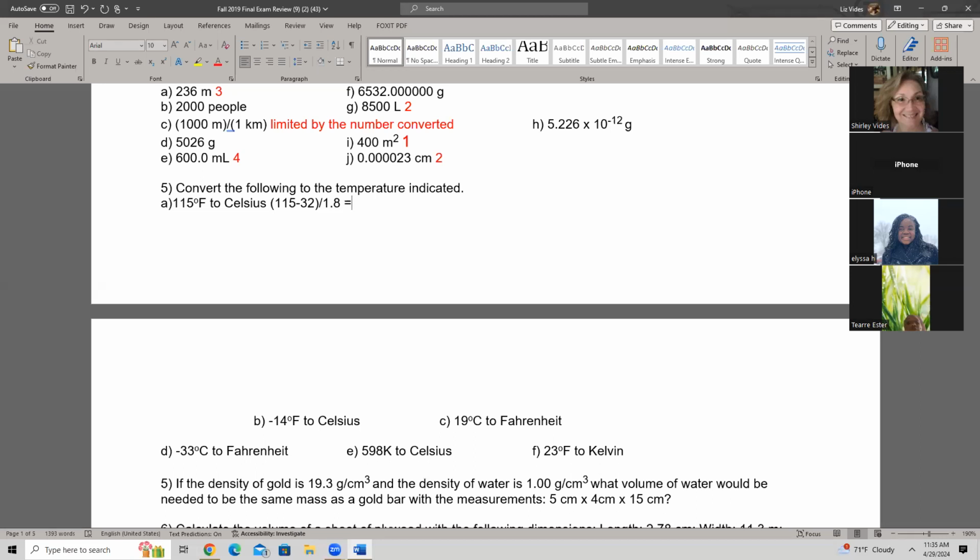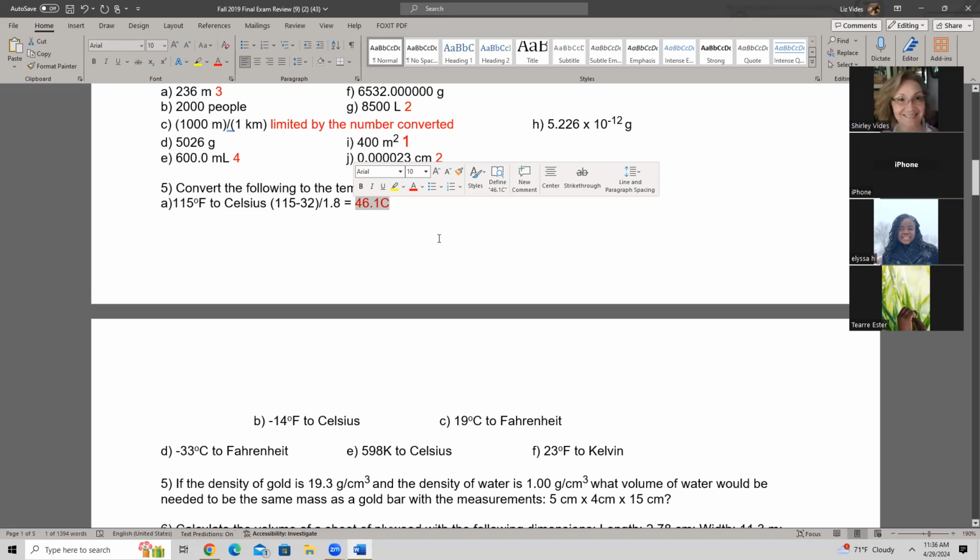So 115 minus 32 divided by 1.8 is equal to... no way in the world that's right. What did I do? Let me see. Maybe I didn't clear everything. 115 minus 32 gave me 83, divided by 1.8. That is 4.6? That doesn't sound right either. Oh, 46. Yeah, that's more like it. 46.1 Celsius. There's your answer, which makes sense.